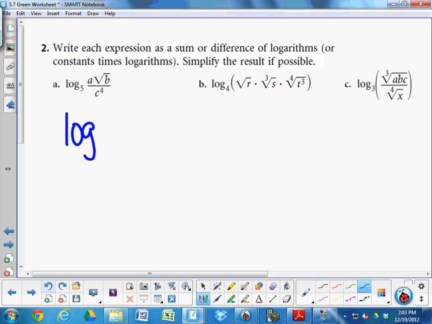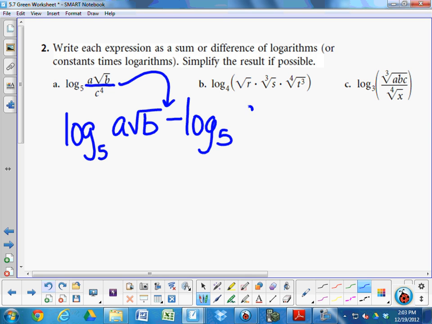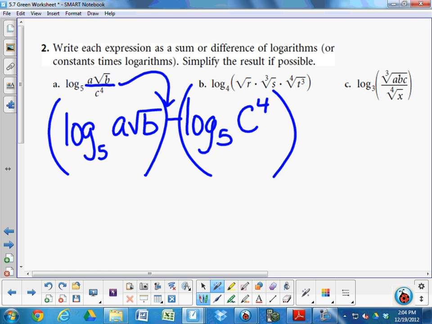So the first thing I would notice is we have this big division bar. What can division become according to that blue rule from earlier, subtraction? So we have the log base 5 of the top minus the log base 5 of the bottom. When we first learned it, it looked like this. They're two separate logs. Okay?